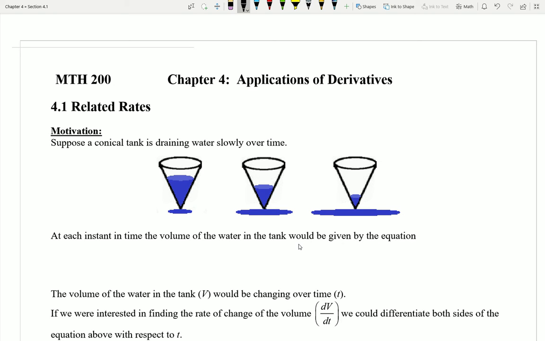As we turn our attention to Chapter 4, we're not going to be so much concerned with how we take derivatives and what the different derivative shortcuts are, but rather what derivatives are going to be useful for. In this particular section, we're going to be talking about what we call related rates. And so we have this opening idea to at least lay the foundation for what it is that we're talking about.